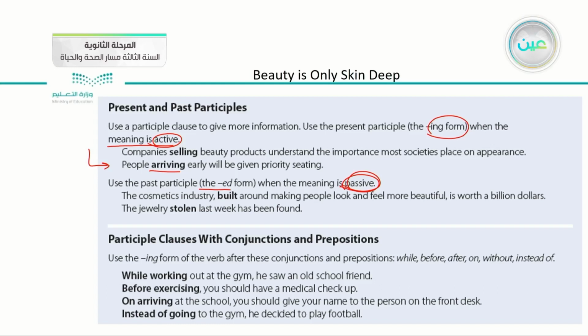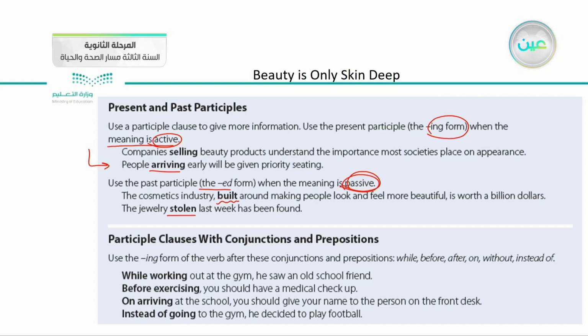The cosmetics industry, built around making people look and feel more beautiful, is worth $1 billion. Why didn't we add -ed here? Because the word build is an irregular verb, and the same goes for the second example. The jewelry stolen last week has been found. The word steal is an irregular verb, so we used the word stolen.